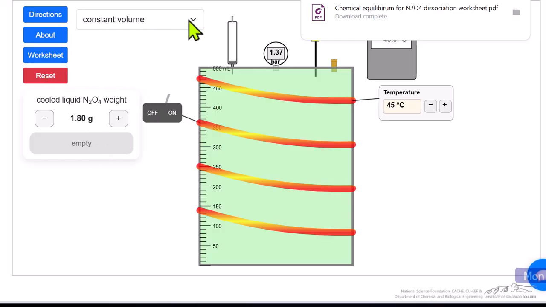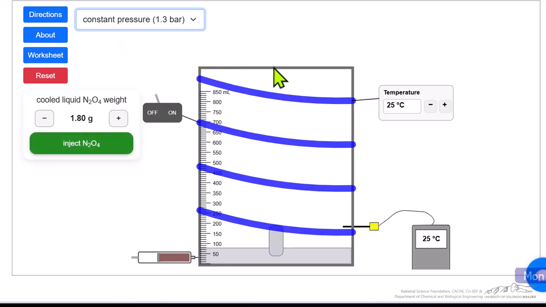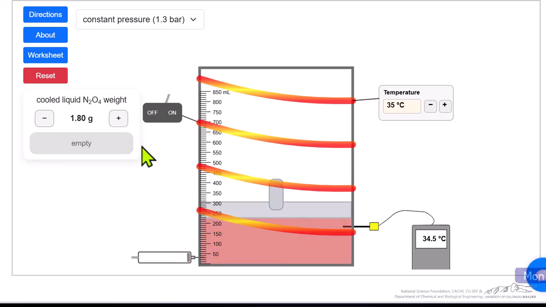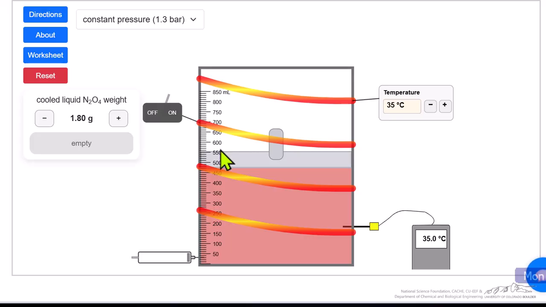I'm showing here the constant volume system. We can also do a constant pressure measurement. So in this case, 1.3 bar. I could increase the temperature, but first, of course, before the temperature goes up, I have to turn on the heaters. I can inject N2O4, and then what's going to happen is the piston is going to move up until it reaches its equilibrium volume. And from that equilibrium volume and the ideal gas law, we can calculate the equilibrium conversion and therefore the equilibrium constant. Make these measurements of equilibrium constants over a range of temperatures, and we can calculate the heat of reaction.